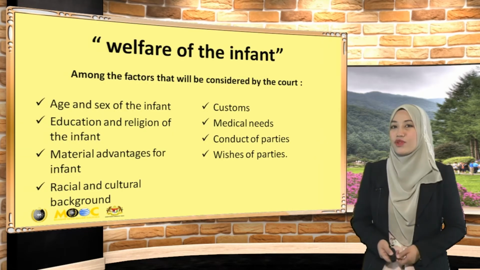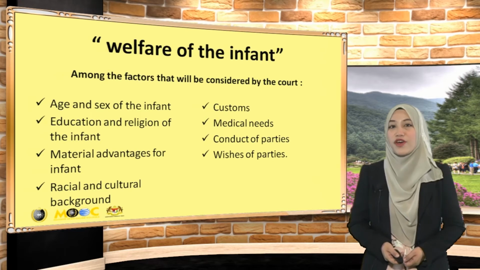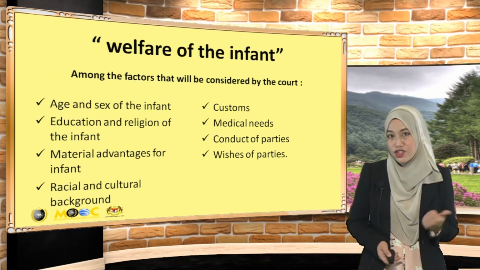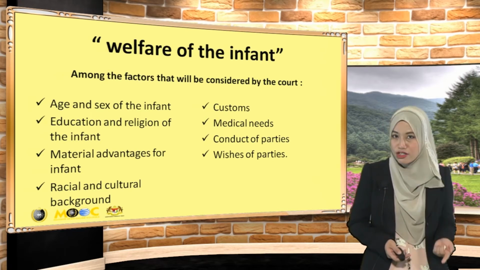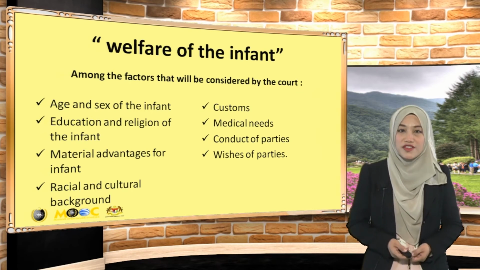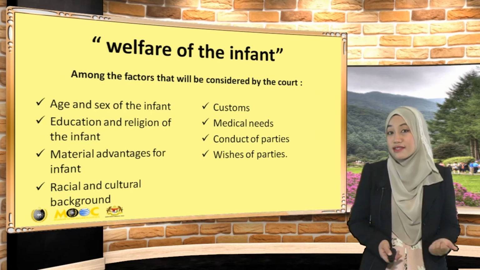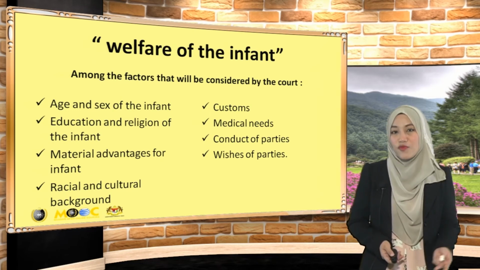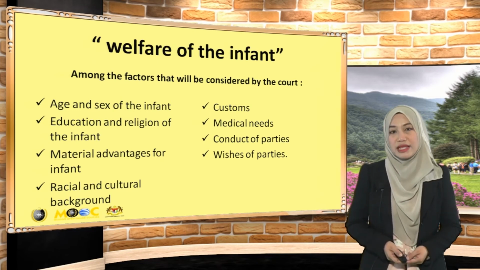Among the factors that will be considered by the court in determining the welfare of the infant are age and sex of the infant, education and religion of the infant, material advantages for the infant, racial and cultural background, customs, medical needs, conduct of parties, and wishes of the parties. And that ends part 1 of guardianship and custody.